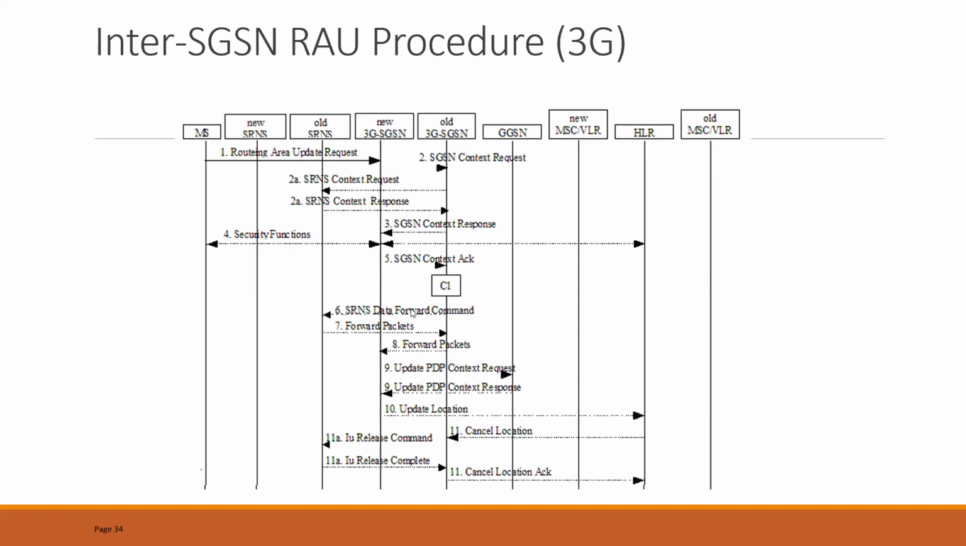Then, since I explained to you that your downlink data is buffered in the RNC, the old SGSN will inform the old RNC to send the packets that are buffered with you. So it will send an SRNS data forwarding command, and the old RNC will send the buffered packets to the old SGSN as well. And then this old SGSN will forward those packets to the new SGSN, because the new SGSN is now connected with this MSISDN. Okay, so this is a little bit different from 2G inter-SGSN routing area update.